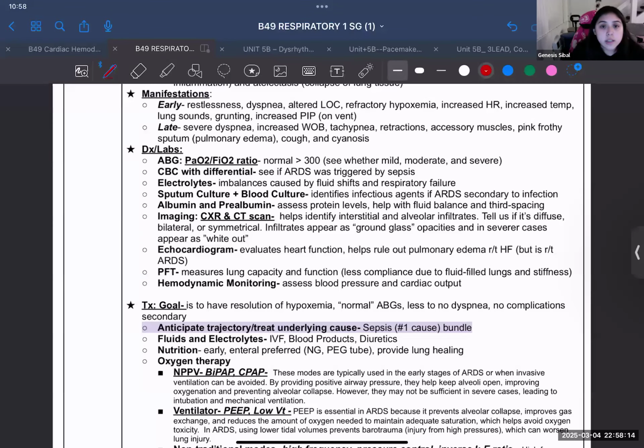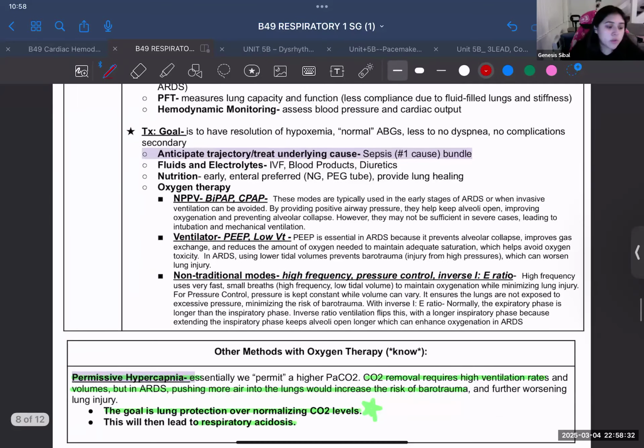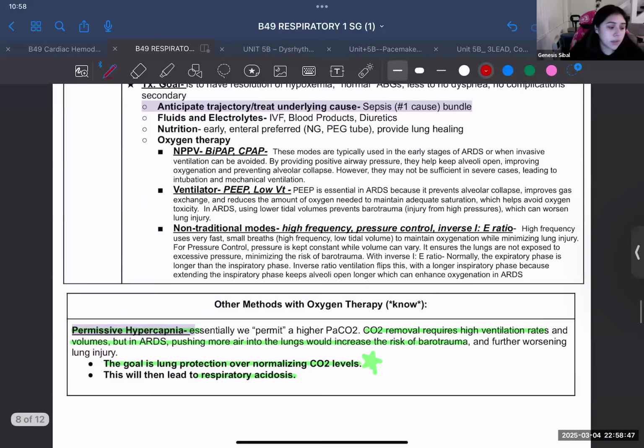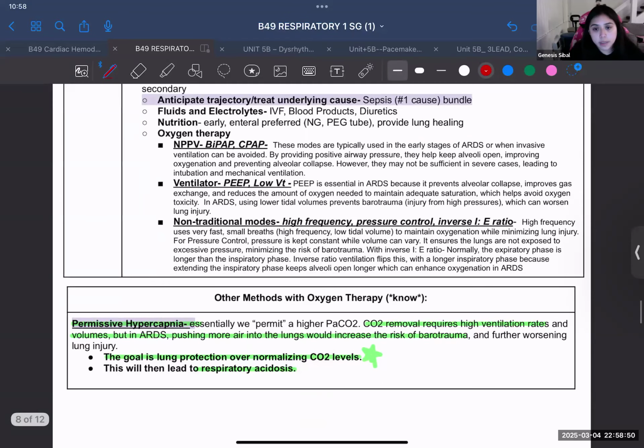And then pulmonary function test, same exact stuff, just trying to see how the lungs are doing. And then hemodynamic monitoring, as we'll get into within the next lecture, but you guys already talked about it, just seeing what's going on with the cardiac output and blood pressure to see how well the body is being oxygenated overall and perfused. So the goal of treatment, obviously, is to not make the hypoxemia worsen. I know we talked about this last time in terms of the vent settings. Number one, this is mostly caused by sepsis, so you're going to do the bundle, right? Obviously, fluid, electrolytes, nutrition, oxygen therapy is probably the biggest thing here too.